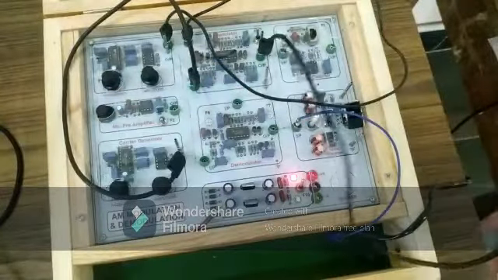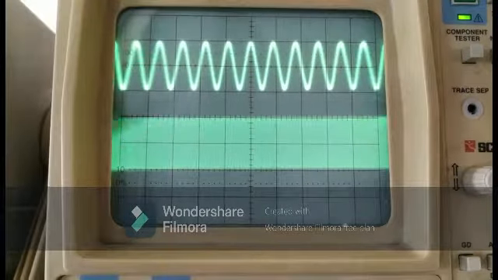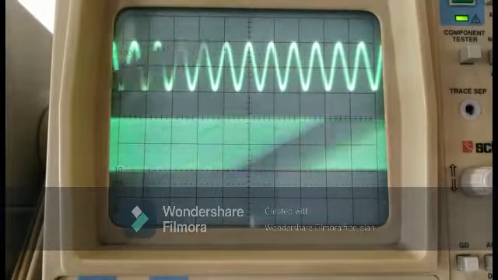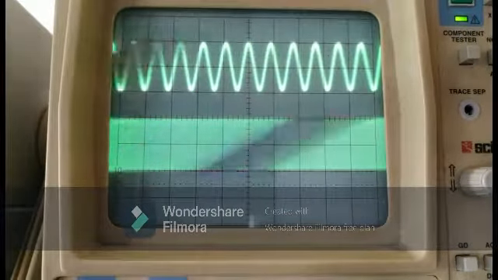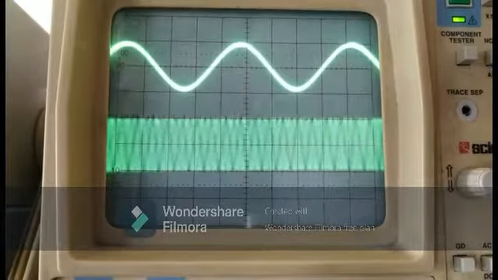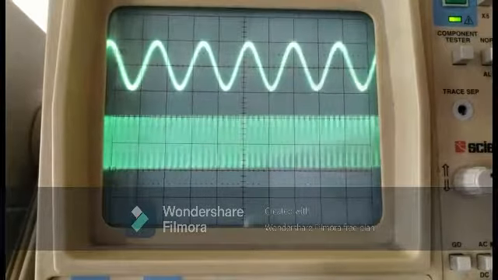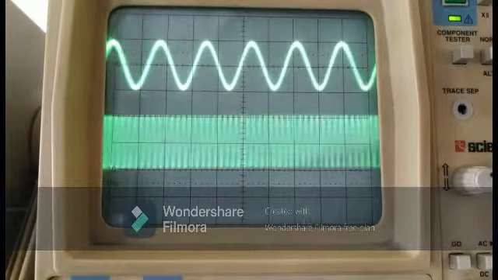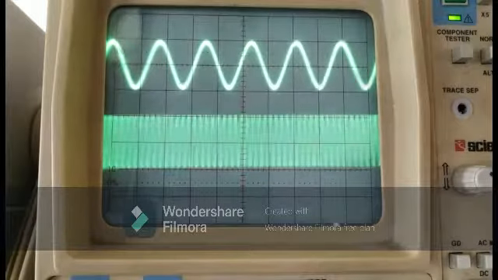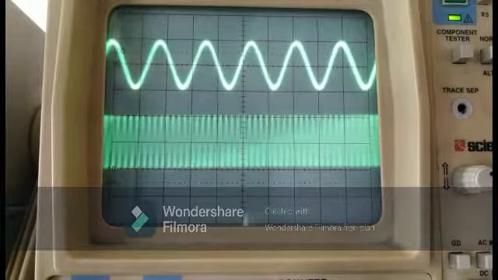Here we will get the AM wave. Frequency of modulating signal is set to 1 kHz by varying the frequency knob of sine generator block, and frequency of the carrier signal is set to 10 kHz by varying the frequency of carrier generator block, and amplitude of modulating signal and carrier signal is set to 2 volt peak to peak.